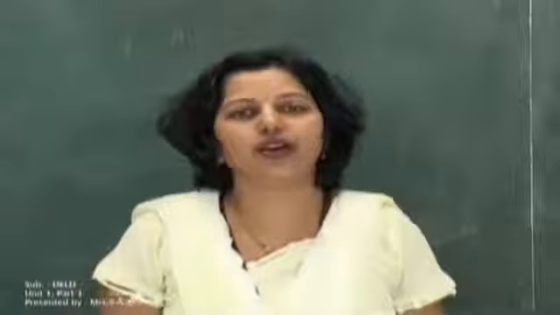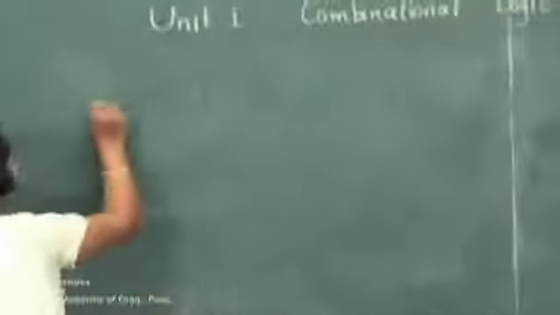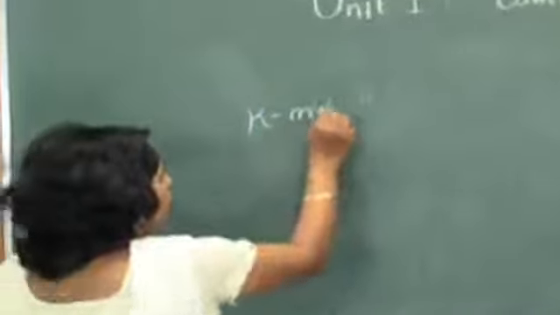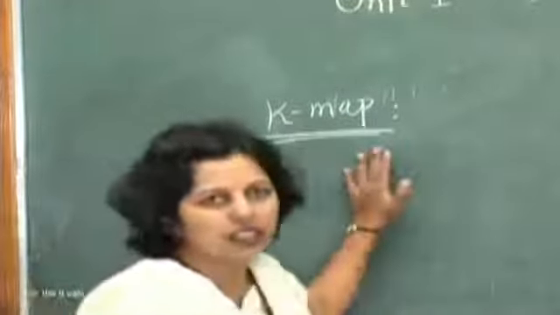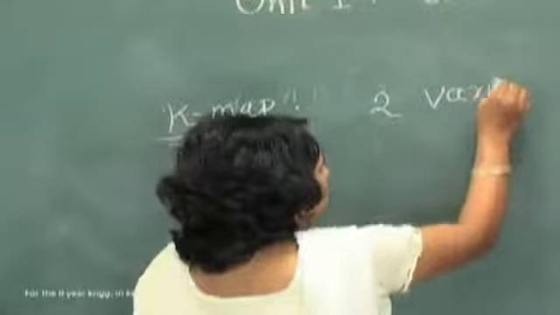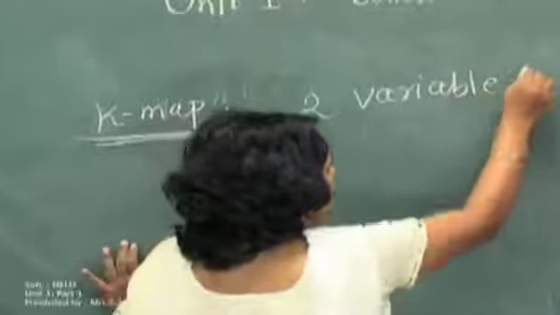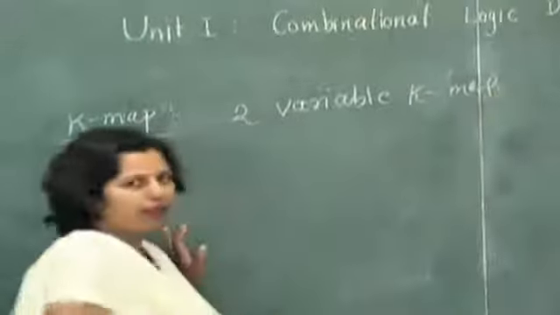K-map is a systematic way to reduce the given Boolean equation. In first year you have already studied how to reduce a given equation using Boolean algebra. Better than that is the K-map method. The K-map method is a very simplified way for the reduction of a given equation. So let us start with the two variable K-map. This is a sort of matrix method.